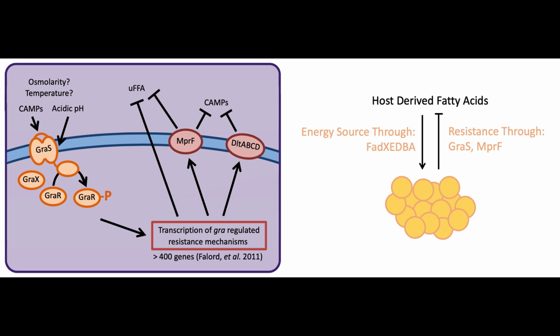Finally, we've demonstrated a bigger picture in that while the bacteria faces these host-derived fatty acids when colonizing human skin, there can be a lot of resistance that occurs through our GraS and our MprF proteins. This then opens up the question, can the bacteria use these fatty acids as an energy source? And preliminary evidence seems to indicate that it indeed can, and we want to further investigate this more and assess any phenotypes that may come from this.